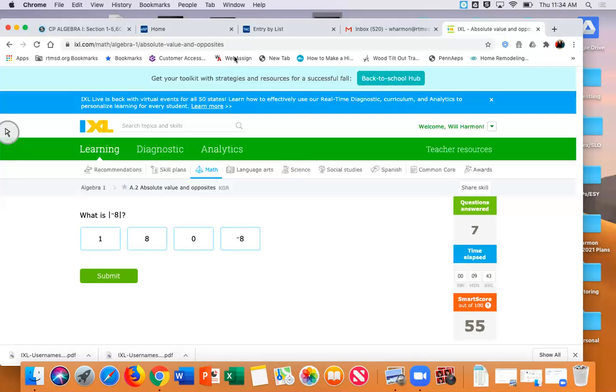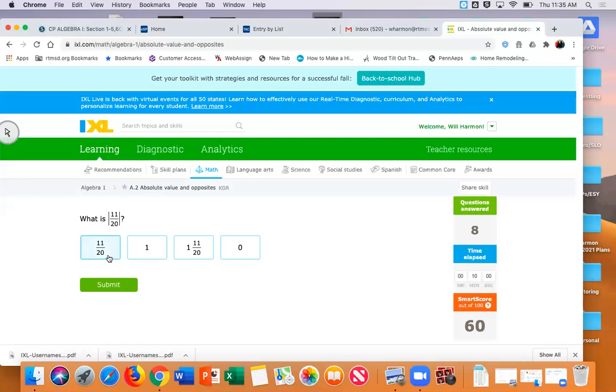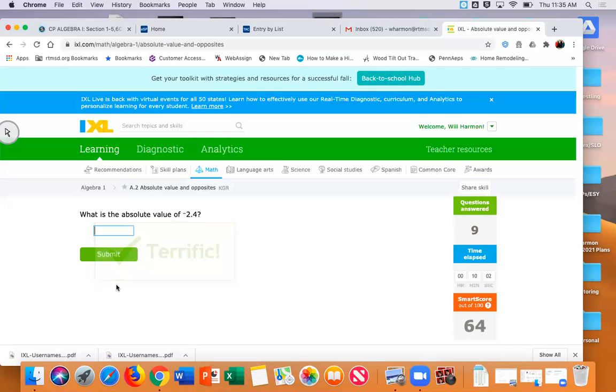All right, so the absolute value of -8 is 8. What is the absolute value of 11 over 20? Let's go with Cody. Just 11 20ths. That's it. Easy, right? Yep. What's the absolute value of negative 2.4? Olivia? 2.4. Yep.